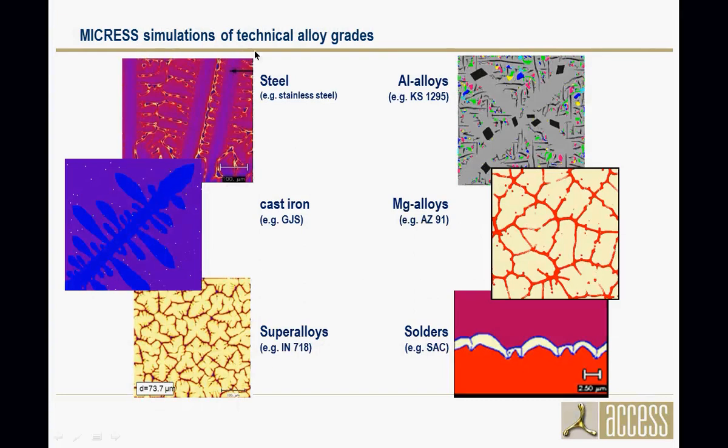Nowadays, these microsimulations can be applied to technical alloy grades. We have real steel components, cast iron, superalloys with 8, 9, 10 components, and aluminum alloys, pictured here, where in this case 14 different thermodynamic phases are described. Magnesium alloys, solders. So essentially we can cover anything related to metals and alloys and to their solidification, and later on also to heat treatment and welding processes, for example.